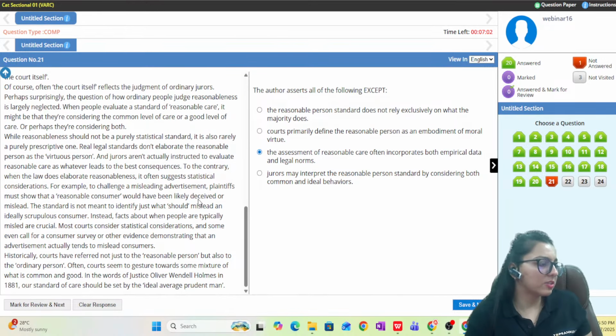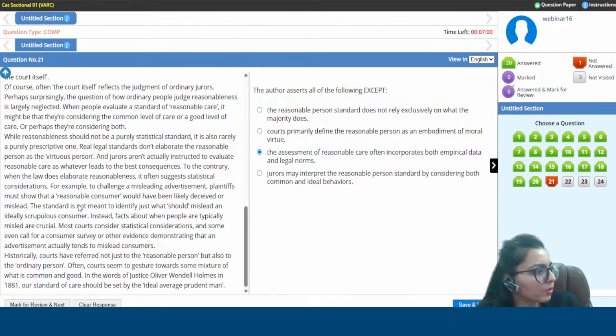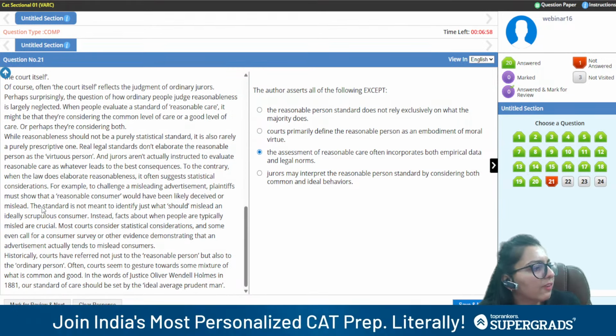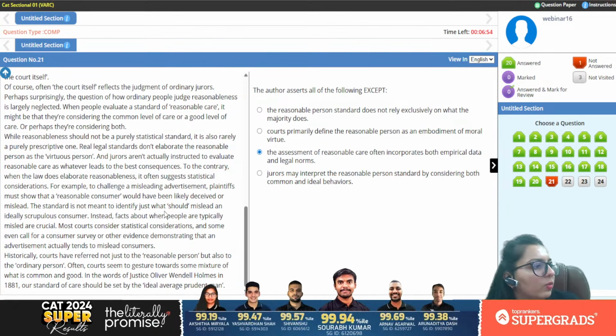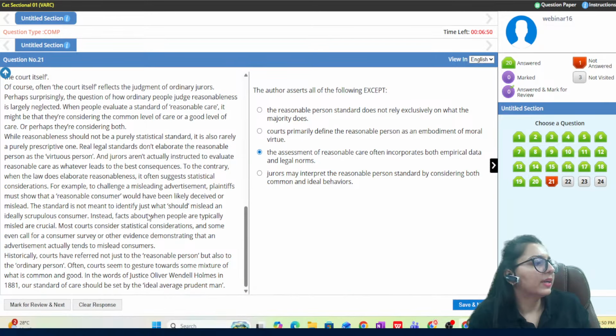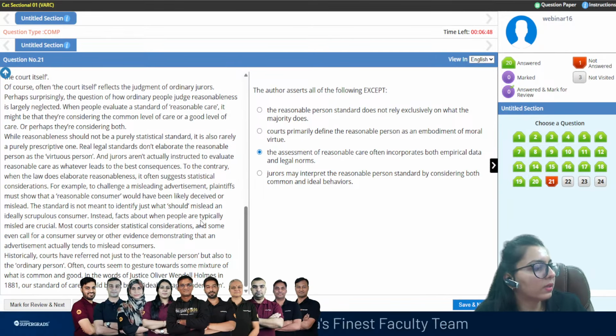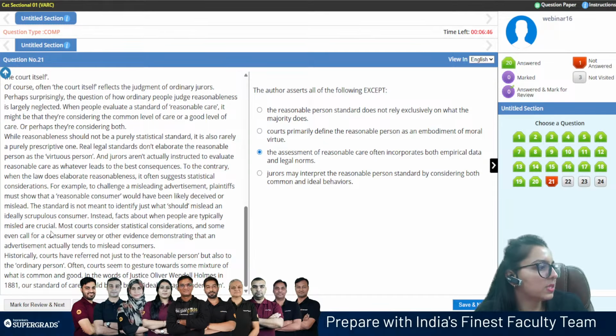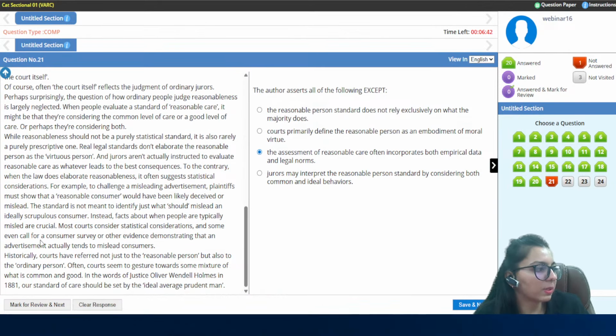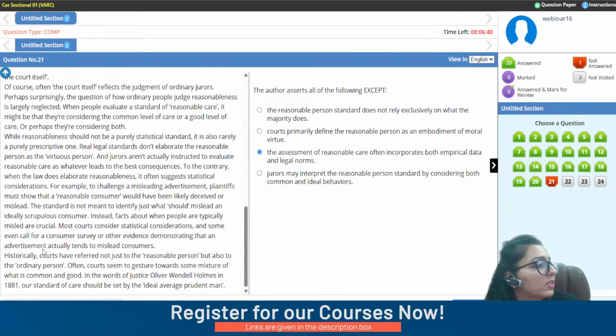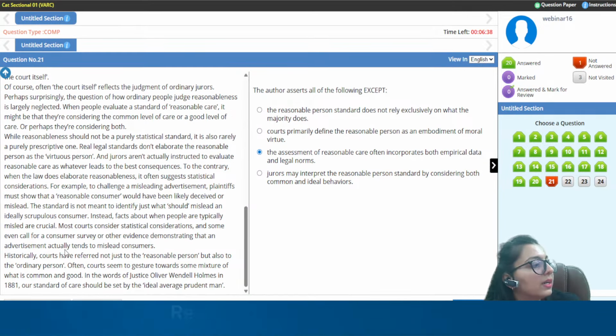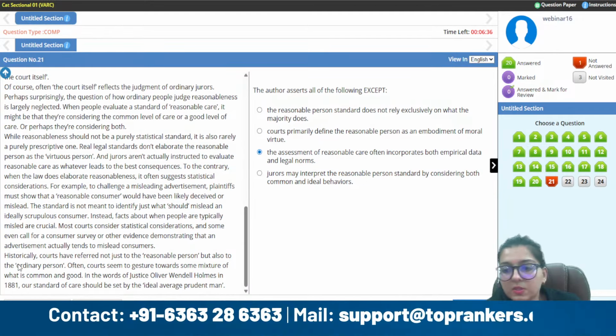For example, to challenge a misleading advertisement, a plaintiff must show that the reasonable consumer would have been likely deceived or misled. The standard is not meant to identify what should mislead an ideally scrupulous consumer. Instead, facts about when people are typically misled are crucial. Most courts consider statistical consideration, and some even call the consumer survey and other evidence demonstrating that an advertisement actually tends to mislead consumers.